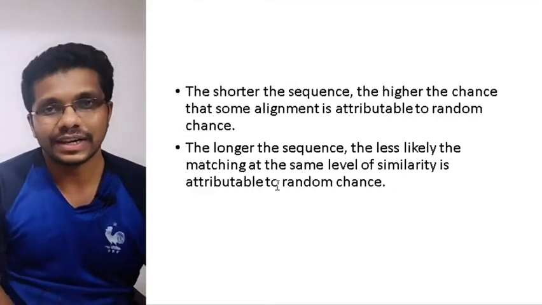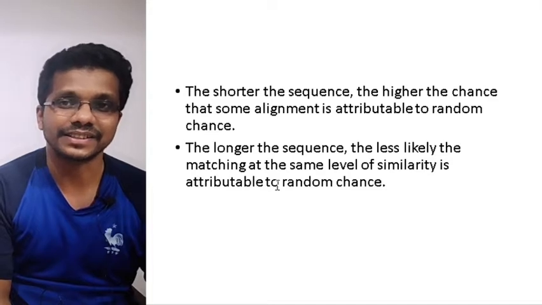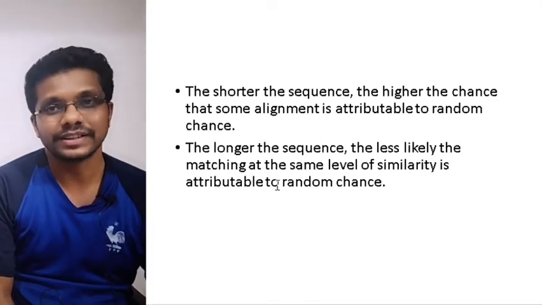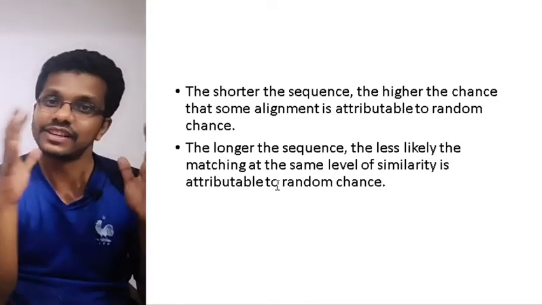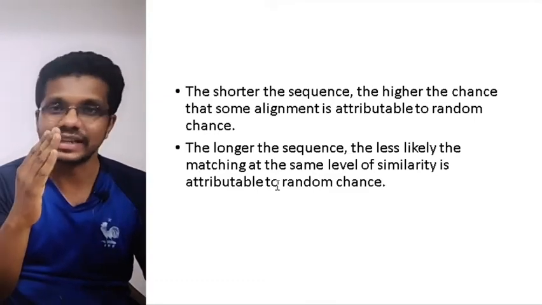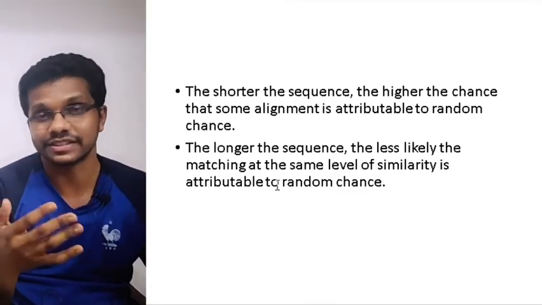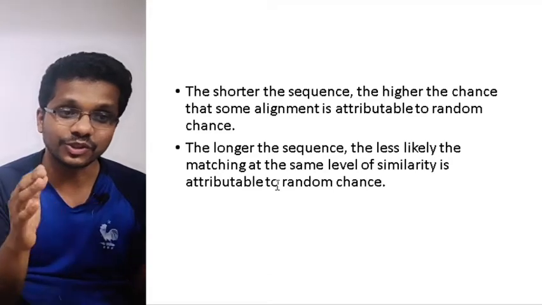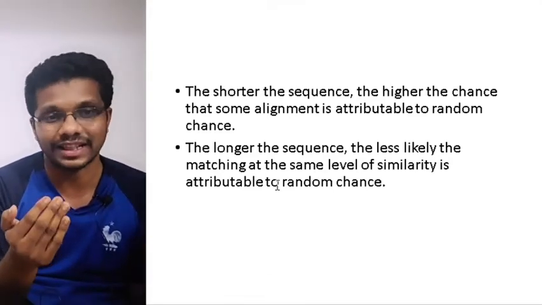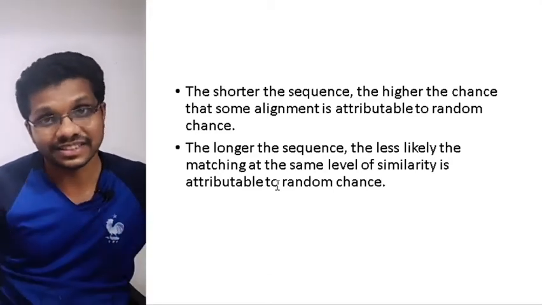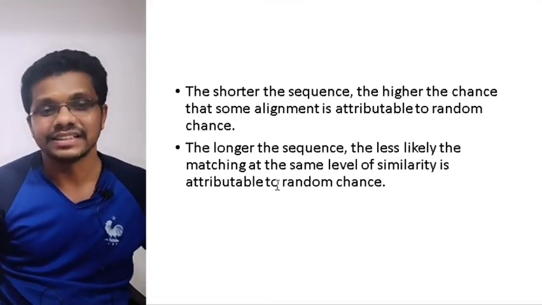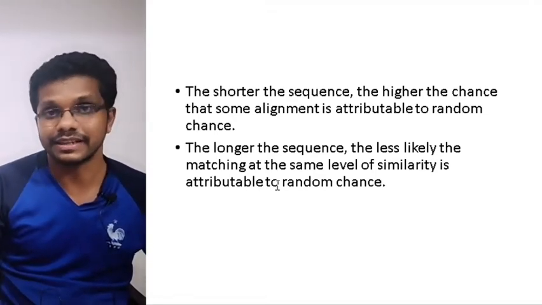So another feature of sequence alignment is that if the length of the sequence is less, the chance of getting similarity between two different sequences is high. So the shorter the sequence, the higher the chance of alignment. And if the sequence is longer, the chance of random alignment is less.